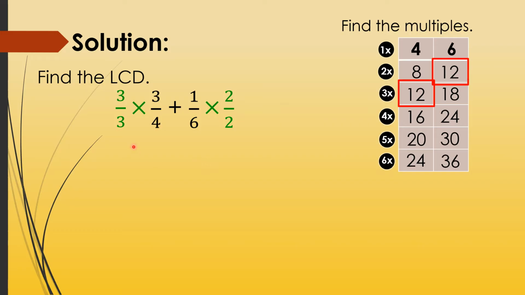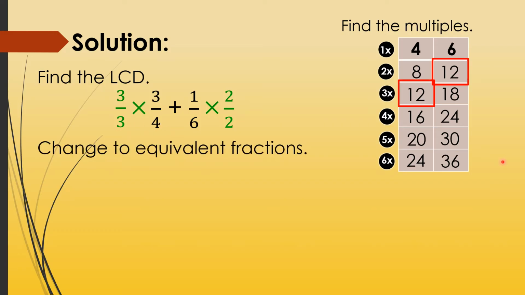So, let us now answer this given equation. Change to equivalent fractions. So, kailangan magtulad na yung denominators ng dalawang fraction. So, 3 times 3 is equal to 9. 3 times 4 is equal to 12. Plus 1 times 2 is equal to 2. And 6 times 2 is equal to 12. So kung mapapansin nyo, nagtulad na yung kanilang denominator, which is yung LCD natin na 12.